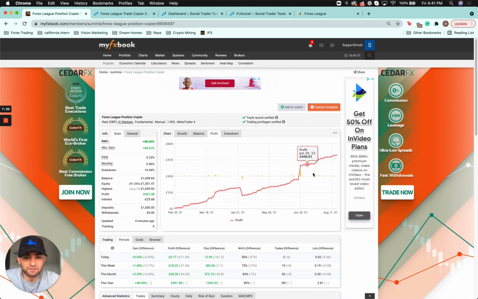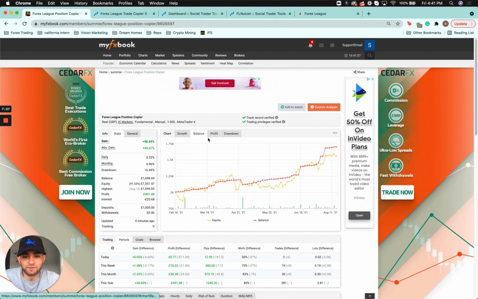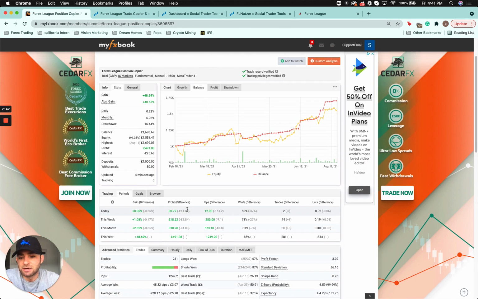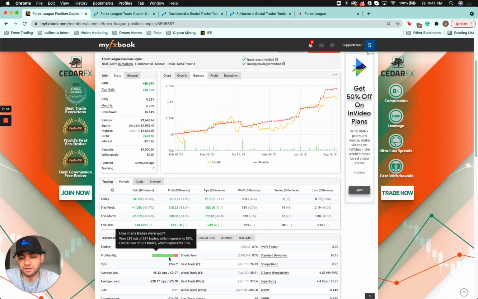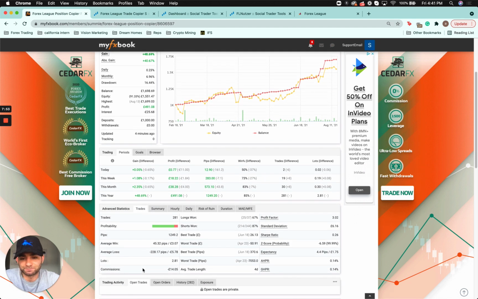Obviously, this is the profits, up about 491 pounds right now. The trader is based out of the UK. And as you can see right now, we currently have our balance up here. We're in some drawdown at the moment, so it's a good example of what you can expect while having the account going. So again, profitability about 85%, win rate. You can see all the statistics. Now this is available publicly for you guys to review.